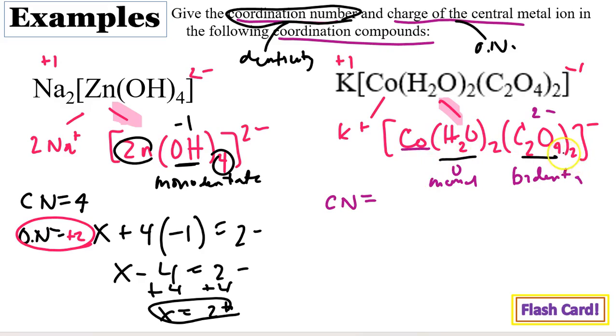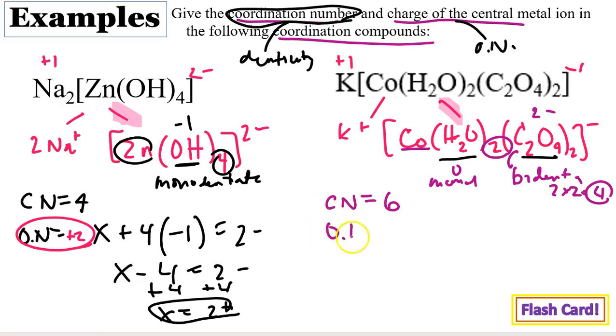There's 2 times water, and they're each monodentate. But we also know that we have 2 attachments of this oxalate. So because this oxalate is bidentate, we're going to have 2 times 2, which equals 4. So there's going to be 4 plus 2. There's going to be 6 things surrounding that cobalt.